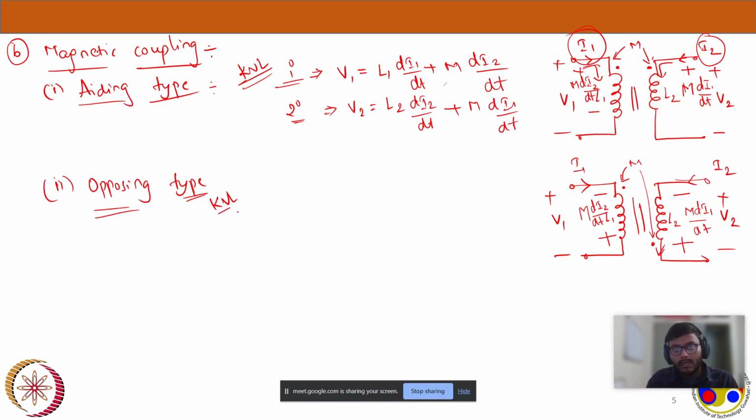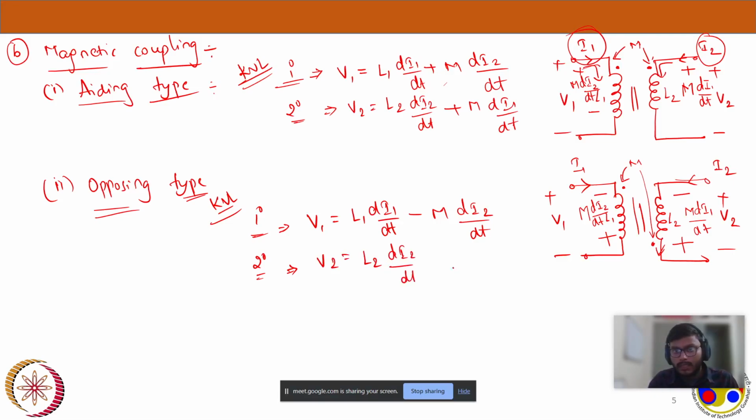Again, we will quickly write the KVL equations for the primary. V1 is equal to self-inductance, which remains the same, L1 di1 by dt. The magnitude remains the same for the mutual, but the polarity, if you see, is minus here: minus M di2 by dt. And for the secondary, V2 is equal to L2 di2 by dt minus M di1 by dt.